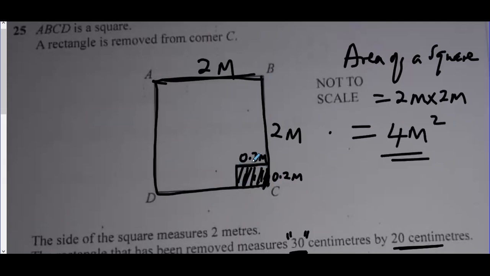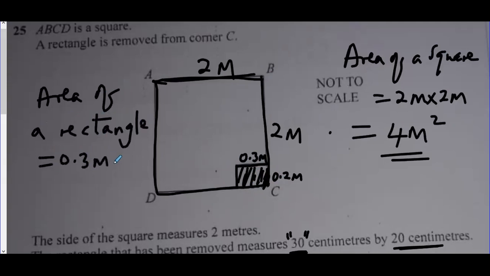And go ahead calculating the area of a rectangle that has been removed. So we write here area of a rectangle that has been removed will be equal to 0.3 meters times 0.2 meters.